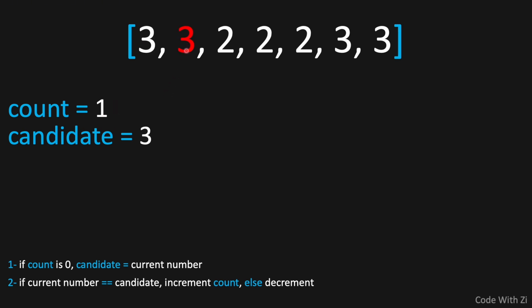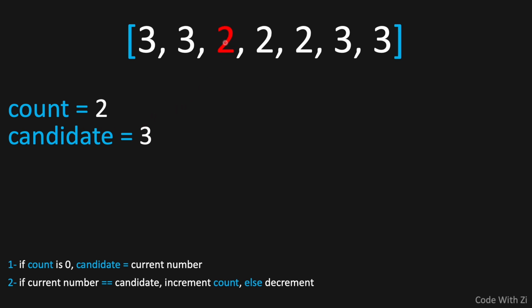In this round, our number is gonna be 3 again, and then we're gonna check if count is 0. Well, count is not 0, so we're just gonna ignore the first rule, and then we're gonna get to the second rule. In the second rule, we say if current number is equal to candidate, meaning if 3, which is our current number, is equal to our candidate, which is also 3, increment count. Alright, let's do that. So now count is 2, and then we're gonna move on to the next round.